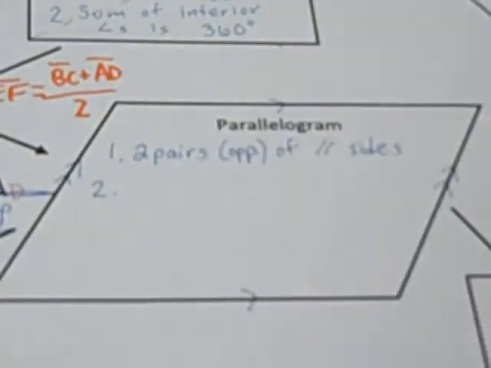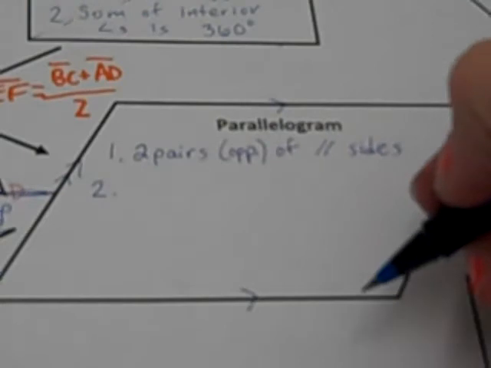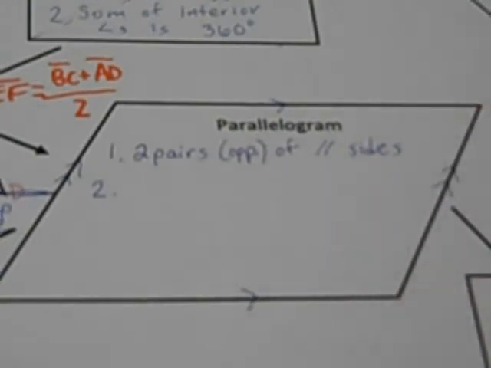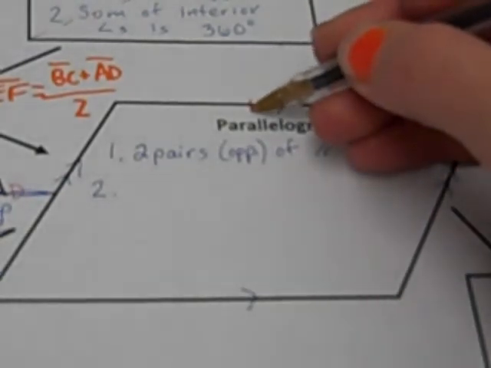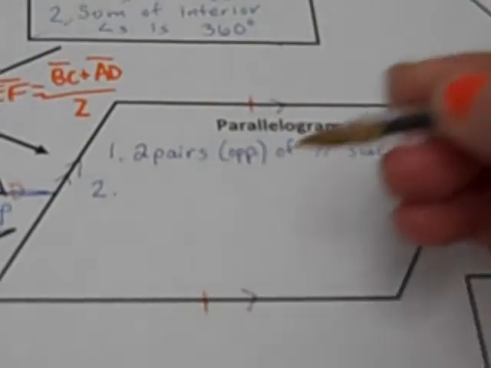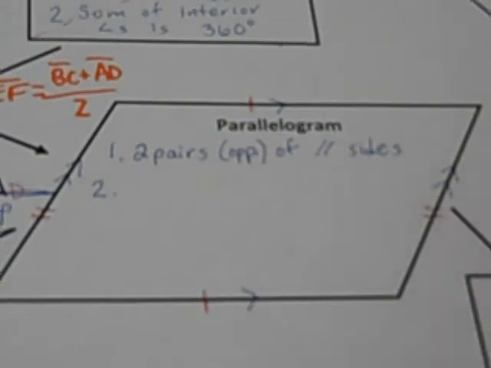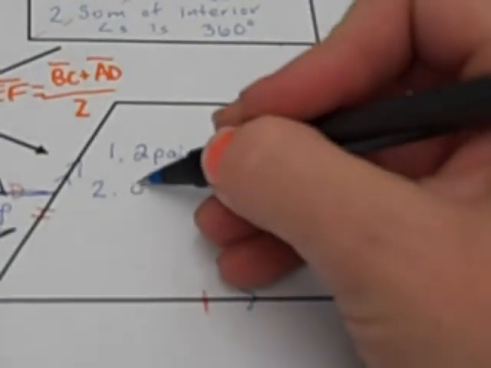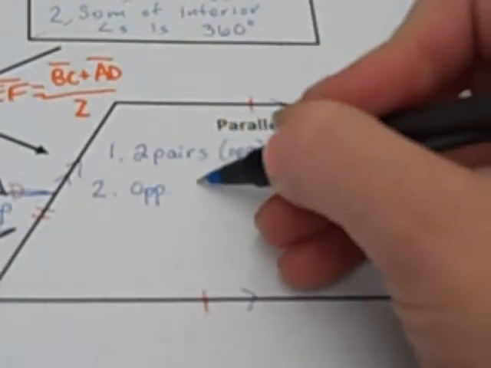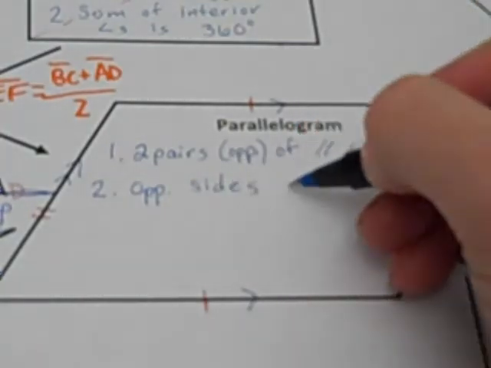More specifically than them just being parallel, the opposite sides are congruent. So we have this side being congruent to this side, and this side being congruent to this side. So those opposite sides are congruent.